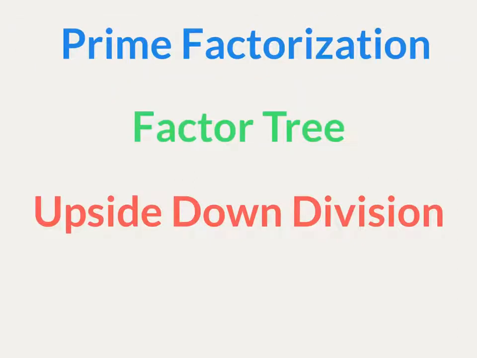Earlier in the lesson, I showed you the 2 methods you can use to conduct prime factorization. The first method was the factor tree, where you drew branches off of composite numbers until those branches ended in prime numbers. And the second method was upside-down division, where you divided your composite number by the smallest possible prime number until you only had prime numbers. Now let's look at one more example of each before we finish the lesson.